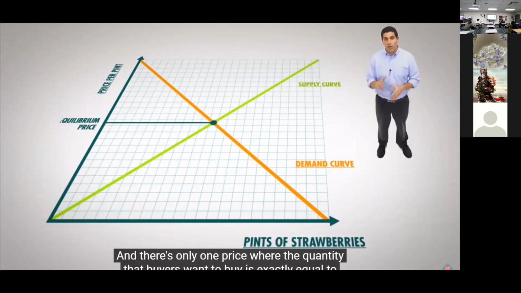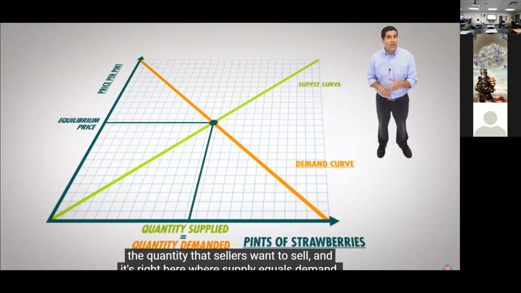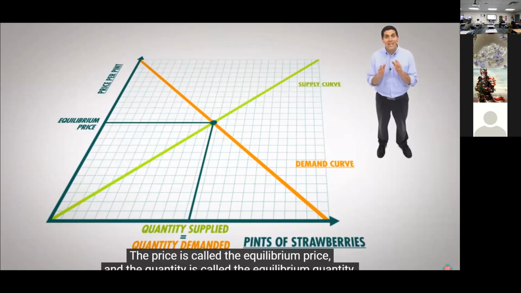And there's only one price where the quantity that buyers want to buy is exactly equal to the quantity sellers want to sell. And it's right here where supply equals demand. The price is called the equilibrium price, and the quantity is called the equilibrium quantity.